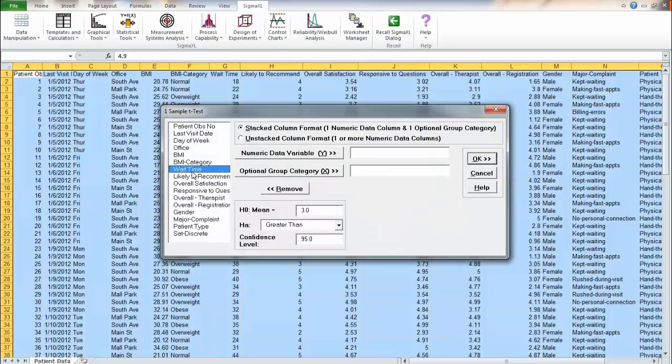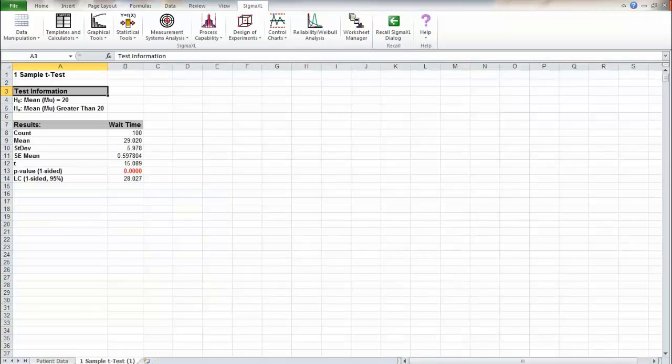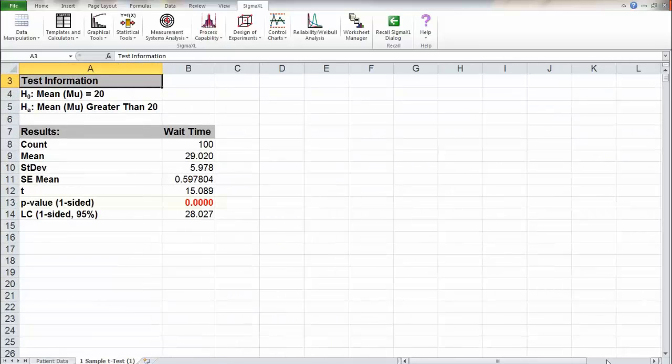We will dump in wait time as the y variable. The mean in this case should be 20, and we need to make certain that the alternative hypothesis matches what's in our material, and that is greater than. Then we punch OK. The low p-value tells us to reject the null. In other words, we're saying that the population average wait time is indeed greater than 20 minutes.